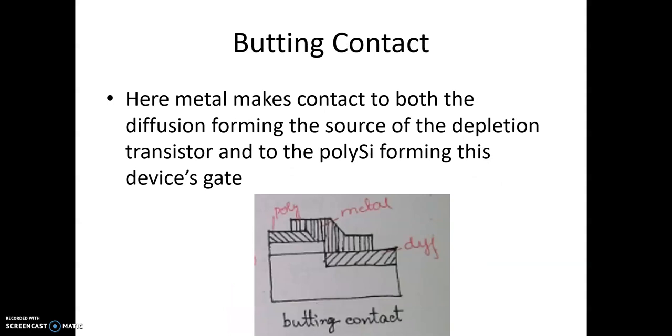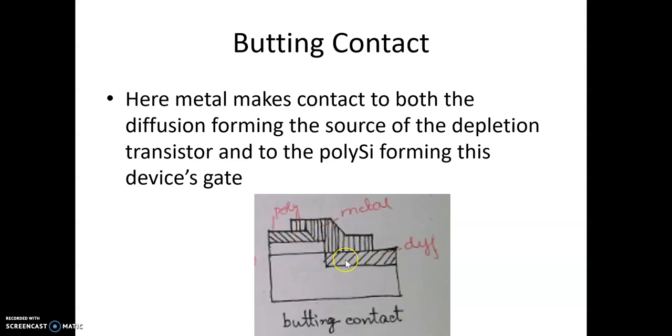Next, coming to the butting contact. In this butting contact, we see that the polysilicon and the diffusion is connected using metal, whereas the polysilicon is here, the diffusion is here. The metal connects you. Again, you have to open an area of 2 cross 2 here, and also 2 lambda into 2 lambda here, and you have to pour metal. This metal will go in this area, 2 lambda into 2 lambda here, and 2 lambda into 2 lambda here, and make a connection between these two.